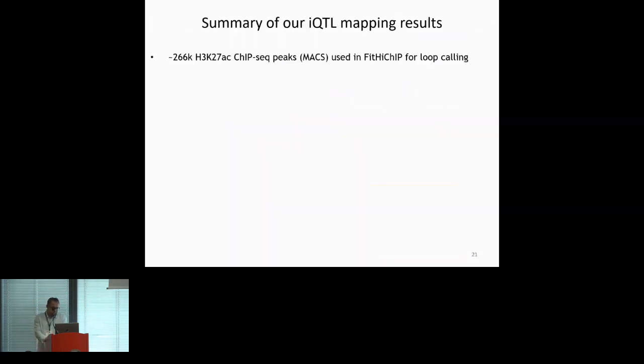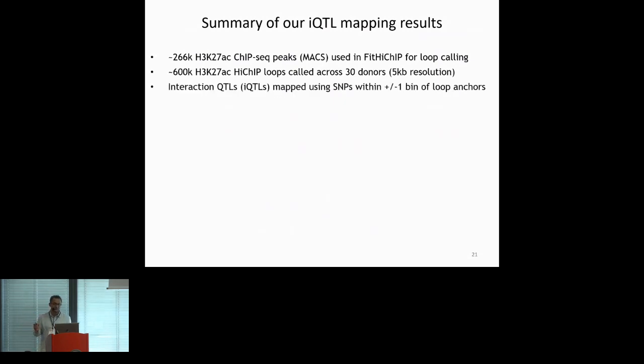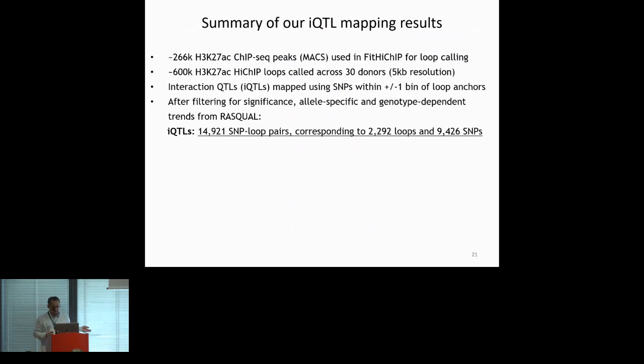At the end of the day, for these 30 donors, we ended up calling about 266,000 ChIP-seq peaks, and then they were used to call about 600,000 regulatory loops at 5 kb resolution. And then after that, for each loop, we looked at each anchor plus or minus 1 bin of each anchor at 5 kb and asked whether the SNPs in those anchors are associated with the looping. So when we did that, we found about 15,000 SNP-loop pairs.